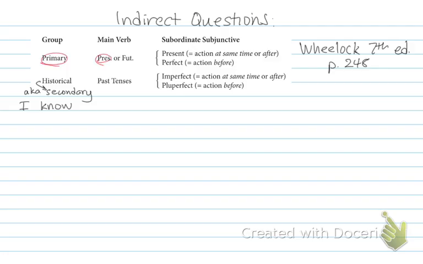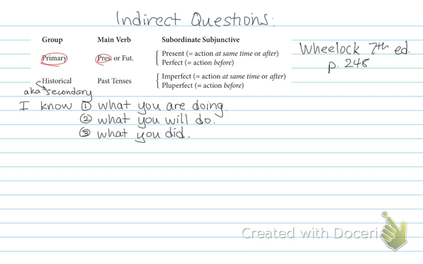I know, we are in present. We have a present tense main verb, so we're in the primary sequence. I know what you are doing. Action same time as the main verb. I know what you will do. Action later. I know what you did. Action prior. So our Latin verb scio, present tense.